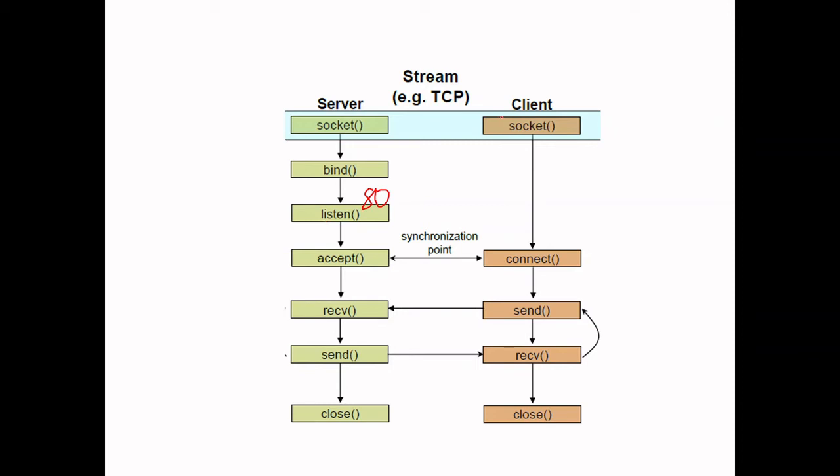Now an action has to be initiated from the client. The client has to issue a connect system call, giving the address and port of the server. Only then can the connection be established. When the server accepts the request for a connection, the connection is established.